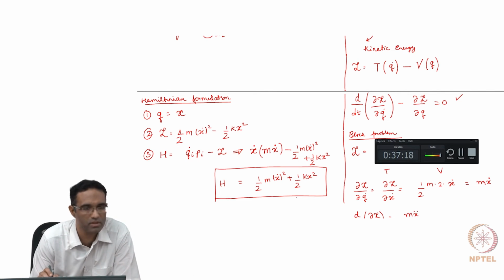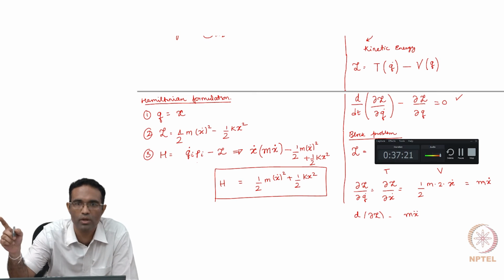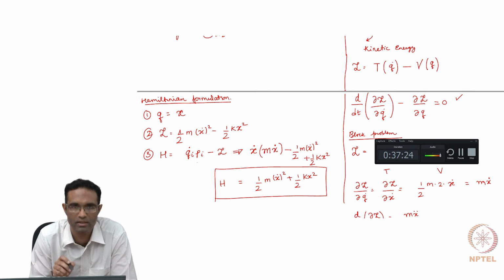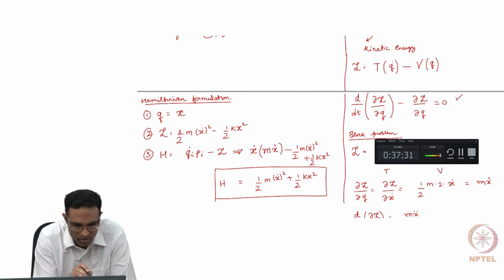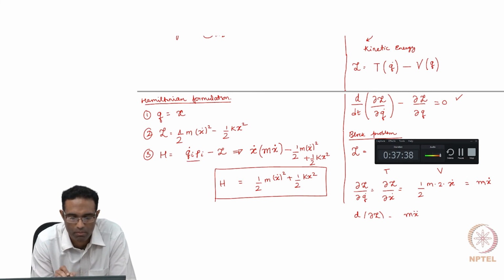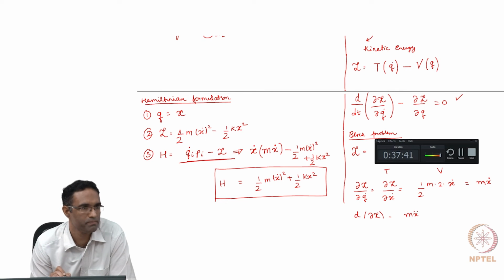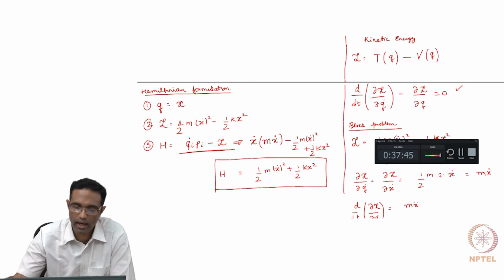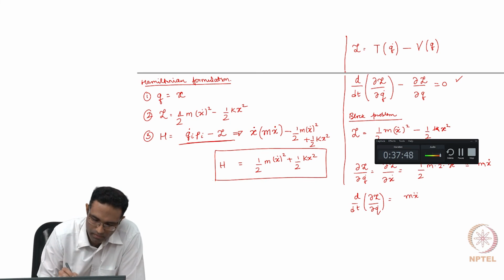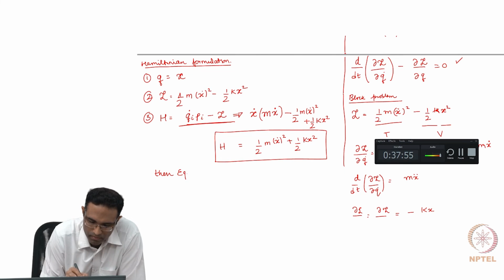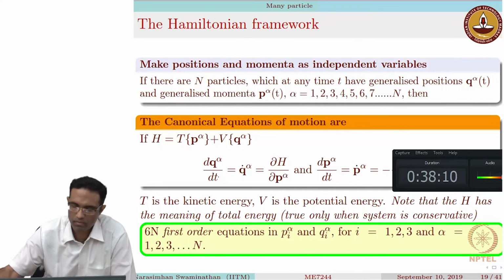For conservative systems, if you follow this procedure carefully, the Hamiltonian and the total energy of the system are the same. That is why I have written it down like this. But you can't always say that H is equal to the total energy of the system. You have to follow this procedure. You have to first write down what the generalized position is, then write down the Lagrangian and perform a proper Legendre transform like that to get the Hamiltonian. Once you know H, the equations of motion are given by these.